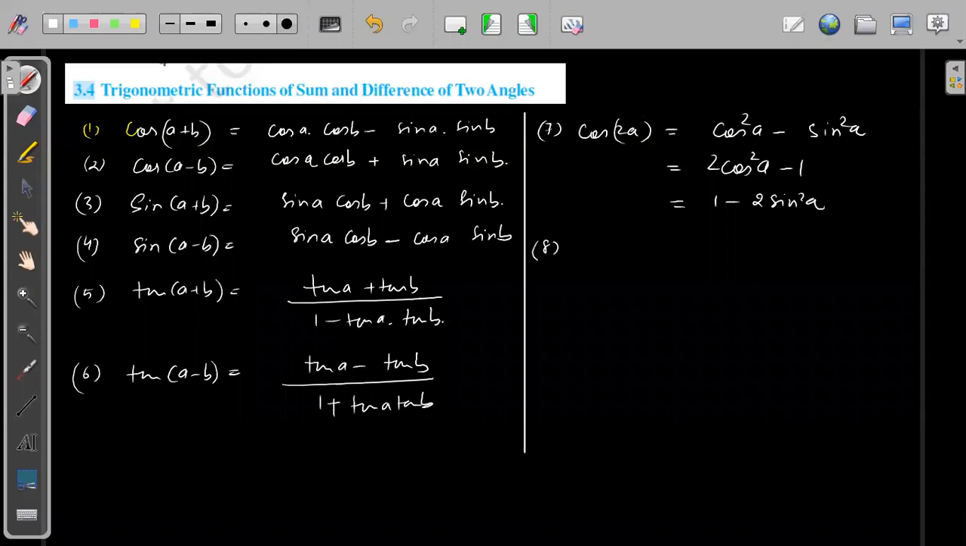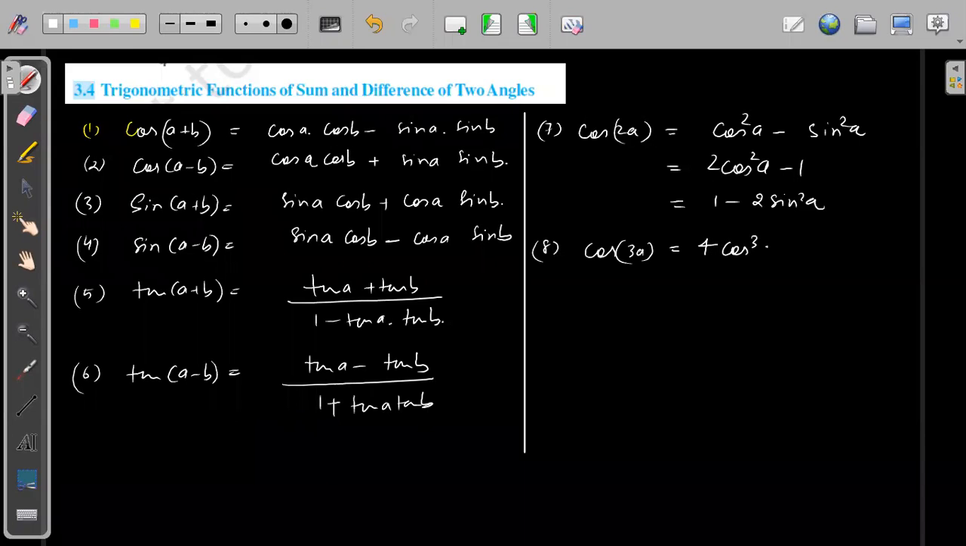And eighth, write down cos of 3A. What was cos of 3A equal to? Tell me, what was cos of 3A equal to? Cos of 3A equals 4 cos cube A minus 3 cos A. Very good. 4 cos cube A minus 3 cos A.